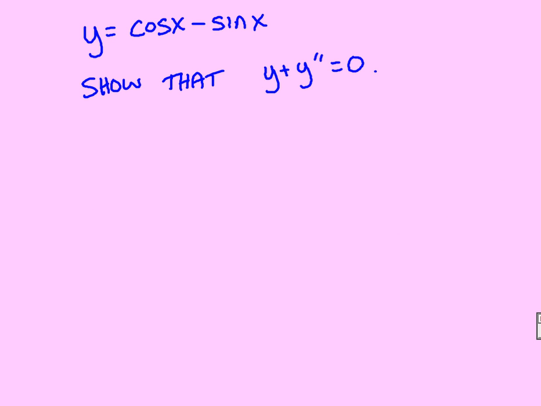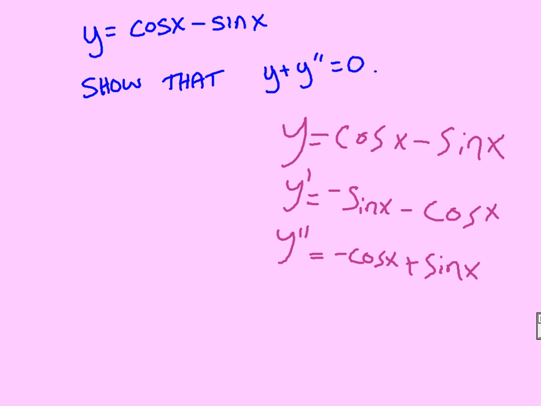Now, the last thing we can do is problems like these. These are going to be called kind of like differential equations. We'll do this down the road. But I want to show that y plus y double prime is equal to 0. Well, all I need to do is say what y is, what y prime is, and then what y double prime is.